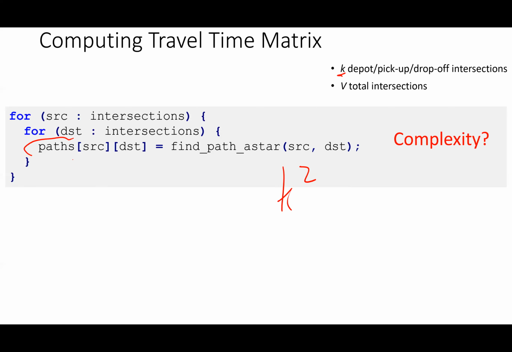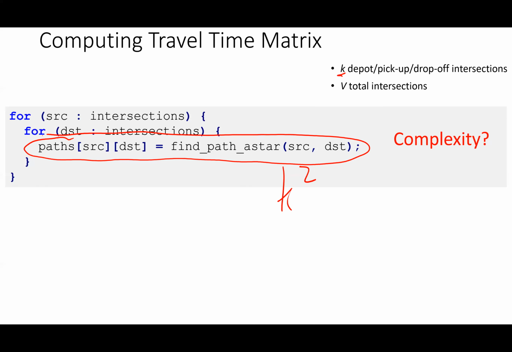Now in the middle of this loop, we've got this. That's not an order one operation, so now we've got to figure out what that is. What do you think for that line? I'm with you with the K squared, but this find path A star is not constant time. So how big is it?